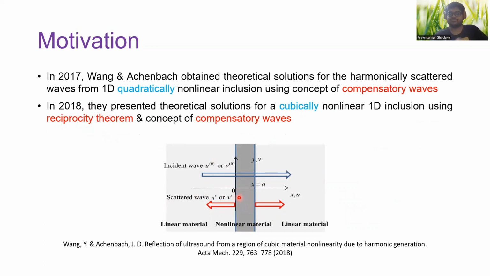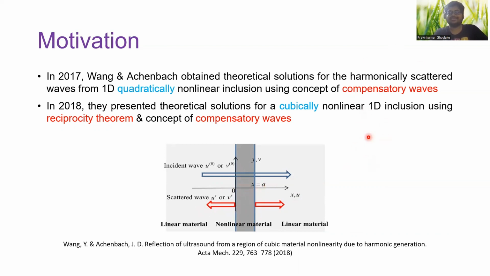So their conclusion from these studies is that the forward scattered wave is directly proportional to the width of this nonlinear inclusion, which is A here, and the backscattered wave is a function of a trigonometric function. And since it's a trigonometric function, in some cases the backscattered wave is present, and in some cases the backscattered wave is not at all present. So it's highly sensitive. Backscattered waves are highly sensitive to the width of the nonlinear inclusion.